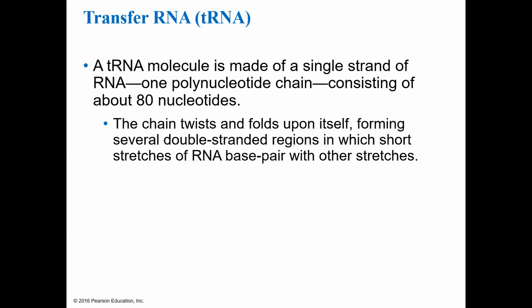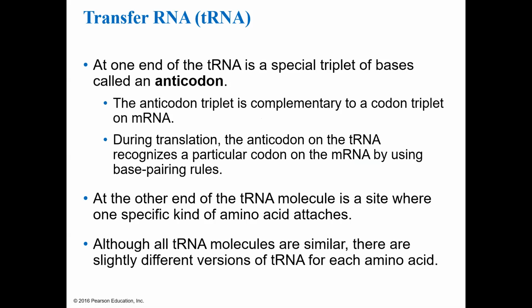So let's take a look at tRNA a little more closely. Again, tRNA is a molecule that's made up of single-stranded RNA, one polynucleotide chain consisting of 80 nucleotides total, because RNA is a nucleic acid, so it has nucleotides. The chain twists and folds itself, forming almost like a T shape. Now, what's really important for chemistry, what you need to know here, is that the transfer RNA, the tRNA, contains what we call a codon, sorry, an anticodon. So for every codon, you have an anticodon.